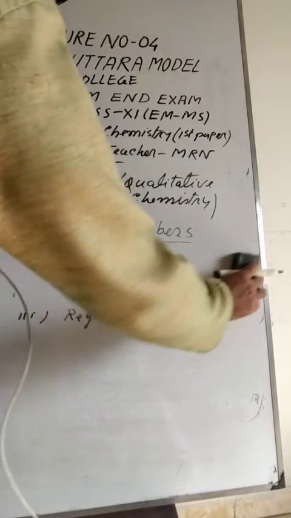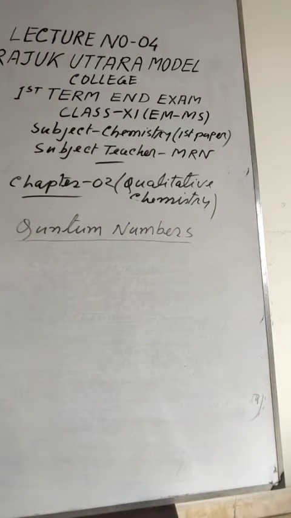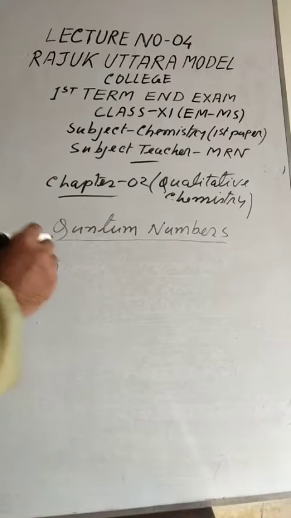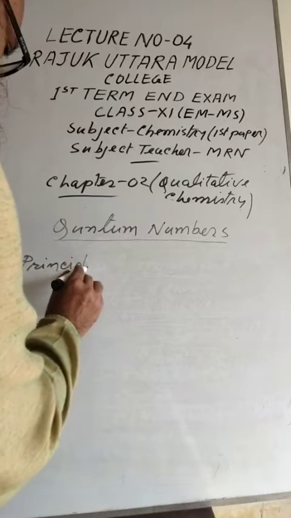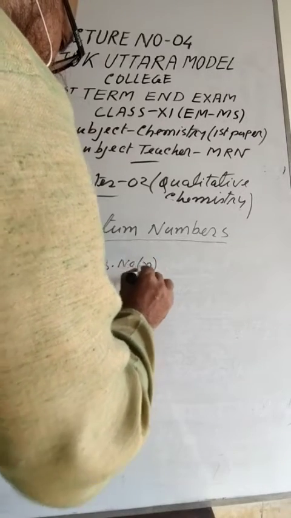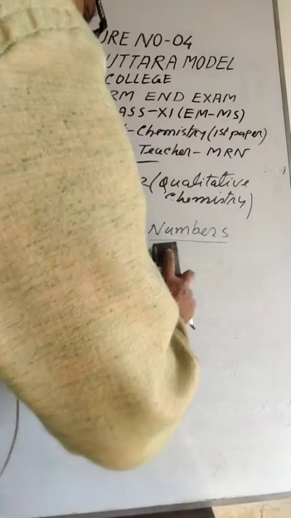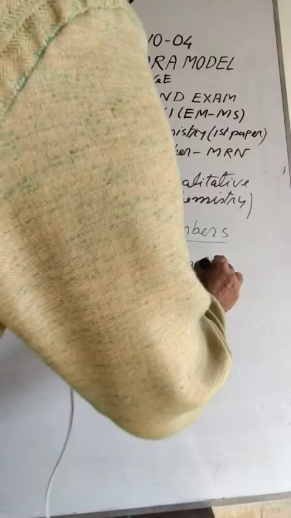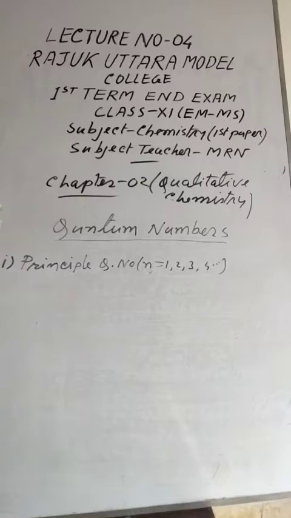Next one, quantum numbers are of 4 kinds. Number 1, principal quantum number. Principal quantum number is represented by n. Its value is 1, 2, 3, 4 and so on. This one shows the energy level.